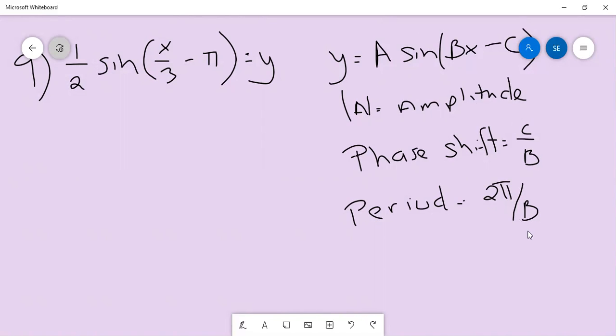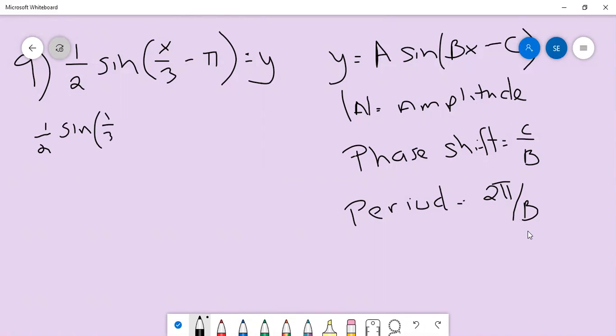I'm going to rewrite this equation just a little bit so it looks slightly more like that. I'm just going to pull out the divided by 3. 1/2 sine of 1/3 x minus pi. Okay, so our amplitude is always a coefficient that's out front. That's our 1/2.